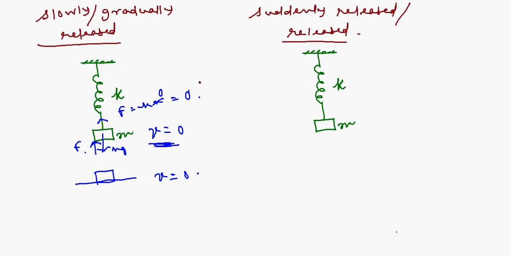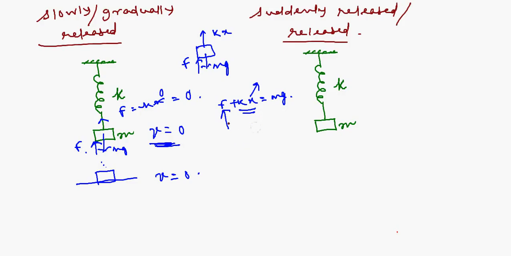If we draw the free body diagram of the block at an instant, then gravity is acting downwards, external force is acting upwards, and spring force kx is acting upwards. As the block is in equilibrium, F plus kx is equal to mg. As the block comes down, this x, the extension in the spring, goes on increasing. So this quantity goes on increasing, which means this quantity has to go on decreasing. This F goes on decreasing and finally becomes 0 at this point.